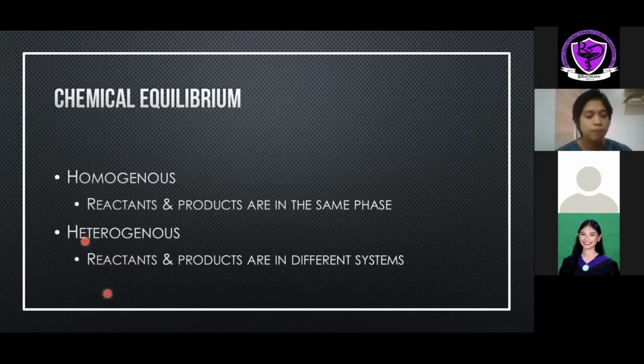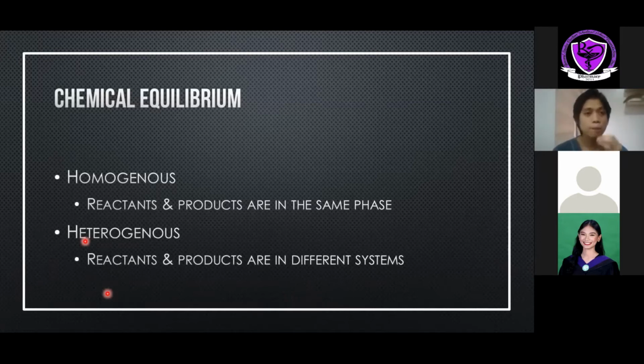If the product is continuously being removed, if yung precipitate tinatanggal nyo, then the reaction will proceed faster. Ulitin ko. Solution in liquid form, reactant 1. Solution in liquid form, reactant 2. Let us say an acid and a base. When they combine, they form a salt, which is usually a solid.